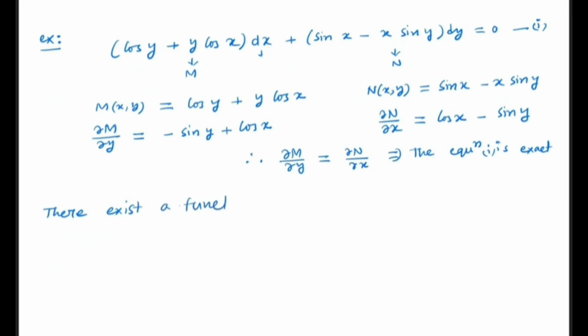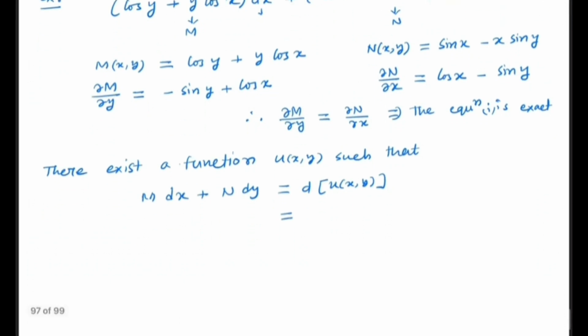a function u so that M dx + N dy is equal to the differential of u(x,y). Now, if we expand the right hand side expression by the chain rule, this will be the same as ∂u/∂x dx + ∂u/∂y dy. So by comparing, we must have ∂u/∂x equal to M.